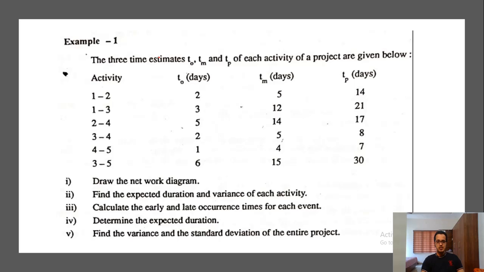In this question, the given values are the names of activities and their corresponding TO, TM, and TP values. We have been asked to draw a network diagram, and from that calculate the duration and variance of each activity. The third part is to calculate the early and late occurrence times of each event, then determine the expected duration, and finally find the variance and standard deviation of the entire project.